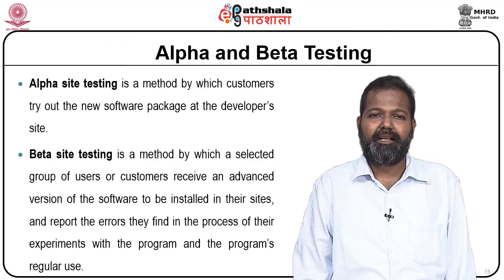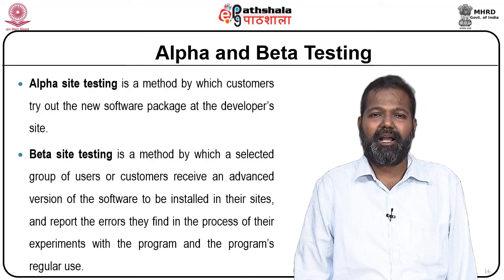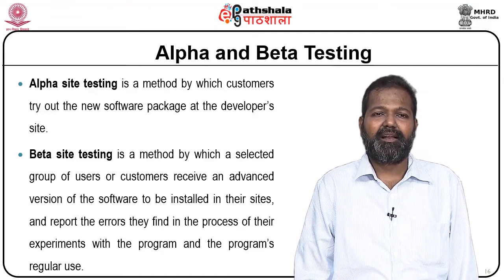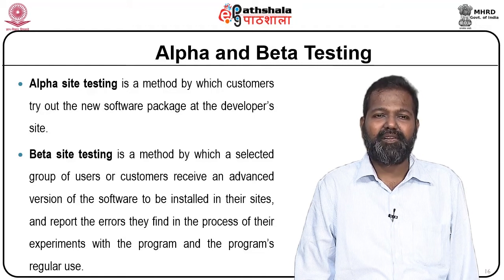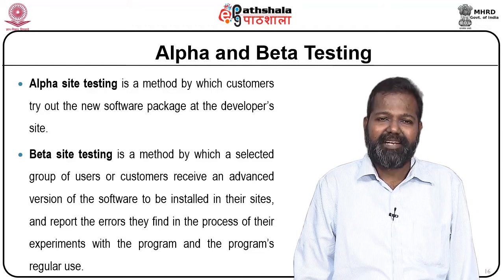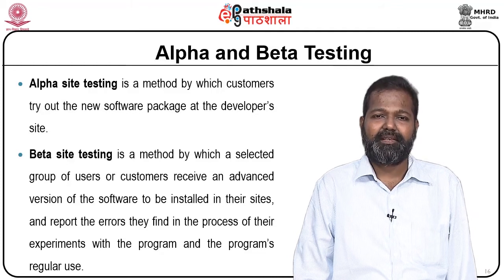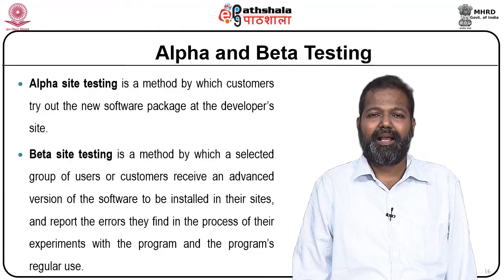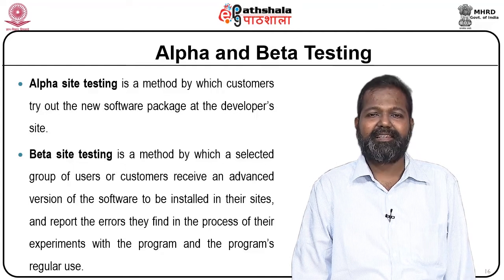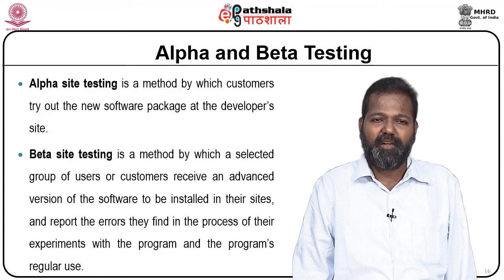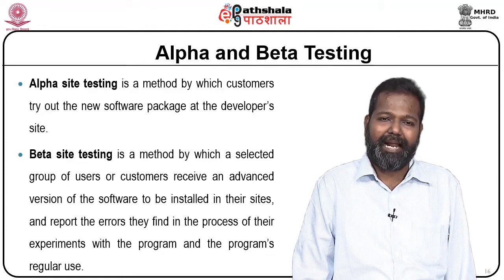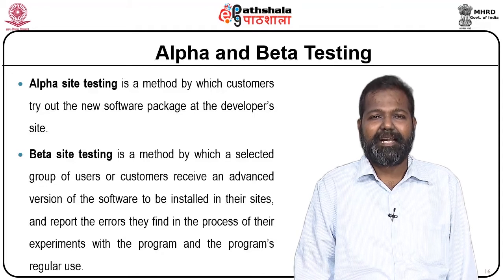Alpha and beta testing. Alpha site testing is a method by which customers try out the new software package at the developer's site. Beta site testing is a method by which a selected group of users or customers receive an advanced version of the software to be installed in their sites and report the errors they find in the process of their experiments with the program and the program's regular use.